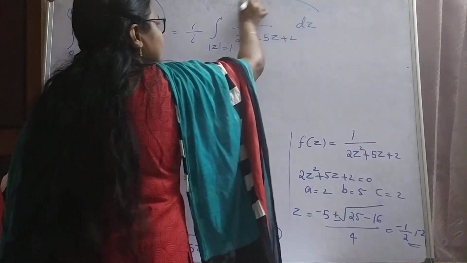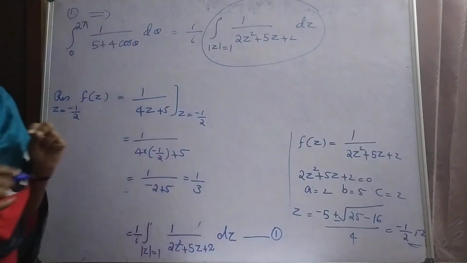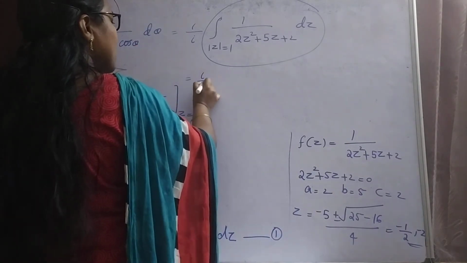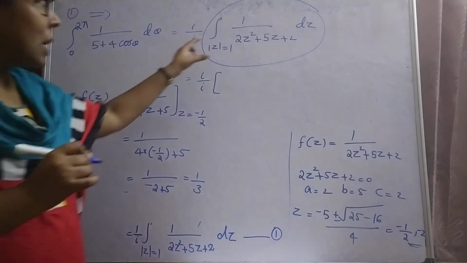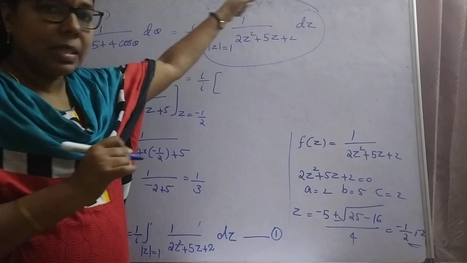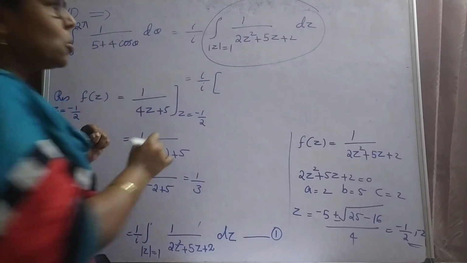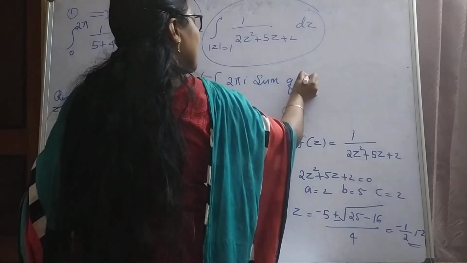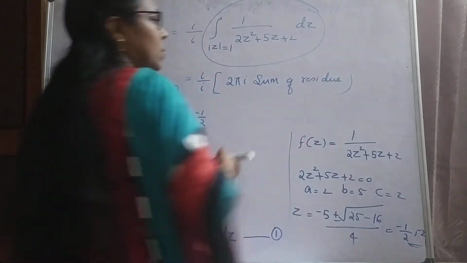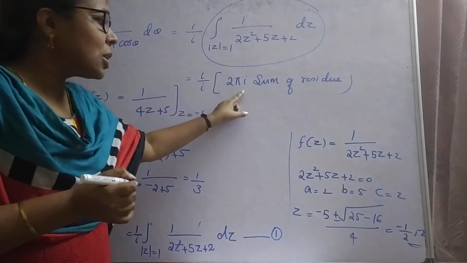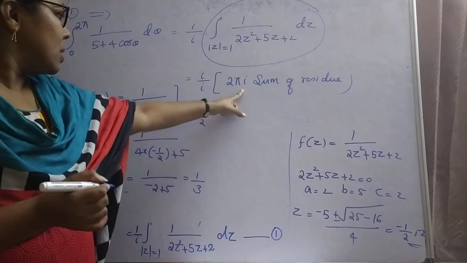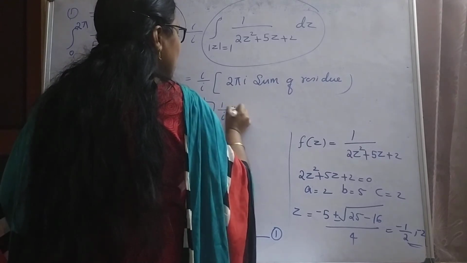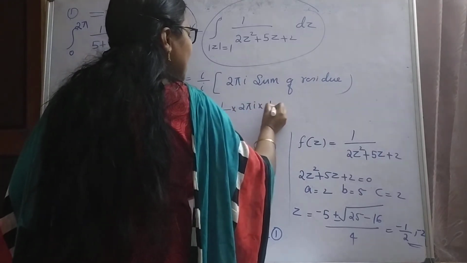Then what is the value of this integral? By Cauchy's residue theorem, the integral of this function is 2 pi I into sum of the residue. Here only one singular point is inside the contour. Therefore, the residue is 1 by 3, which gives 1 by I into 2 pi I into 1 by 3.